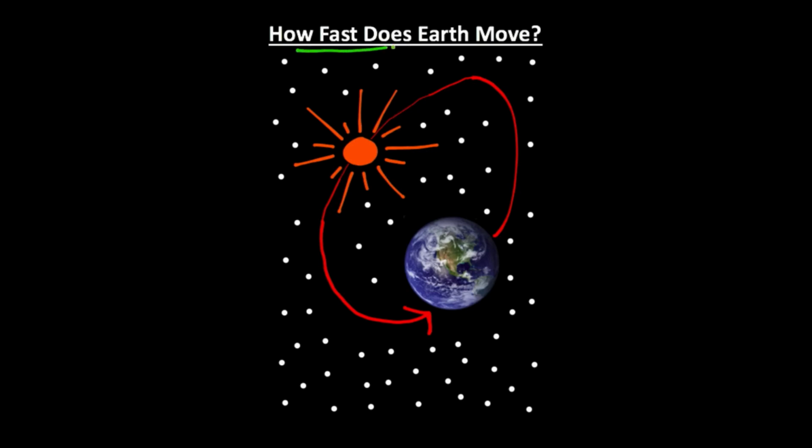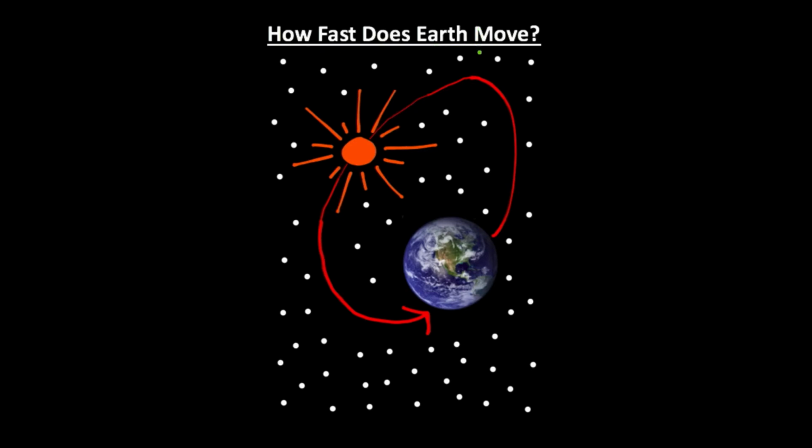Can we calculate how fast the Earth moves around the sun? And the answer is yes, we can. What we're going to calculate is the tangential velocity. So for example, the tangential velocity would point like this at this point.